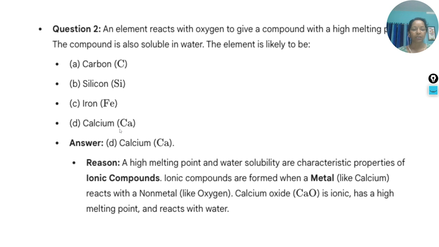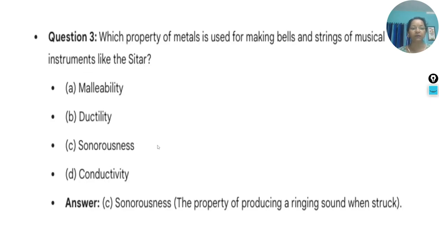The outer shell contains two electrons, and it is ready to react with oxygen, producing calcium oxide, which is an ionic compound, and we know it has a high melting point. So the answer may be calcium, option D. Next is: which property of metals is used for making bells and strings of musical instruments like sitar?